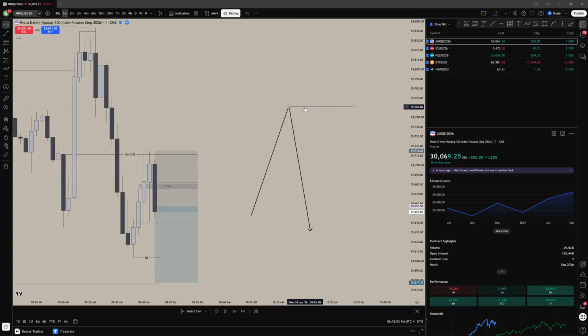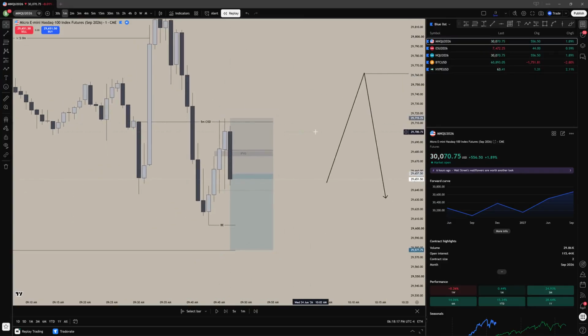And a lot of times we don't retrace into that. Now, why is that the case? Because we already rebalanced this range. We literally already rebalanced this range. We already traded into this fair value gap, and we're already clearly respecting the bearish order flow here.